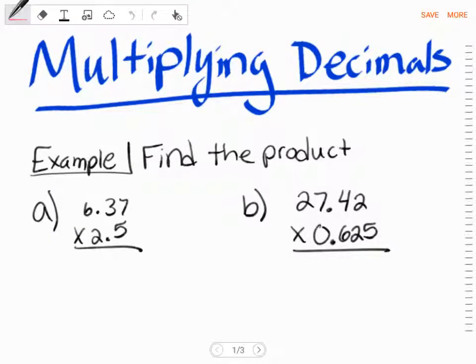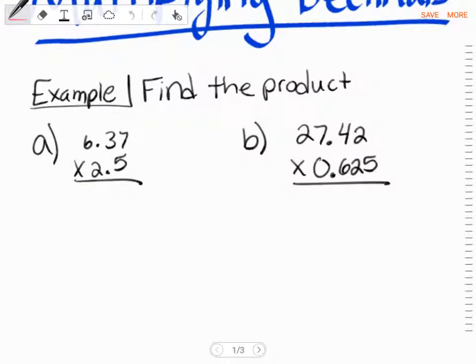All right, so here we're going to start talking about multiplying decimals, and we're just going to jump into some examples where we're going to find the product. So let's look here at A, and what we want to do first is you always want to start with the number on the bottom that is the furthest right. So you want to say 5 times 7 is going to give us 35.